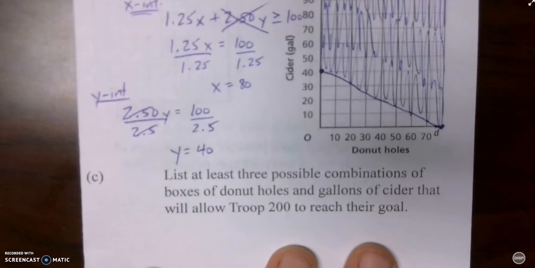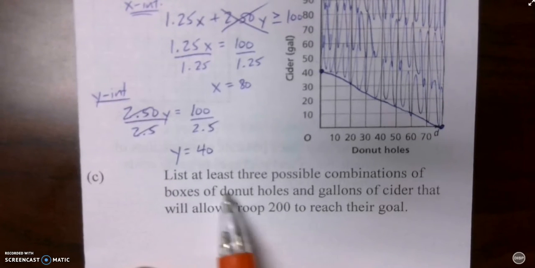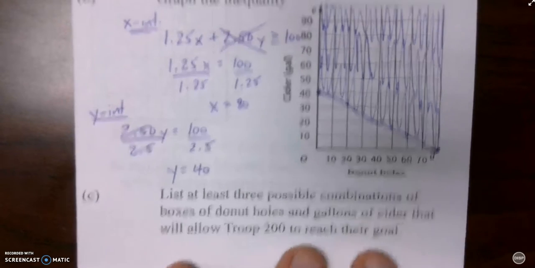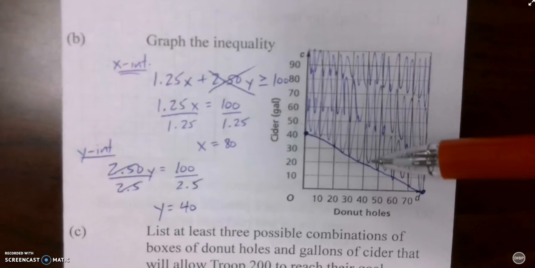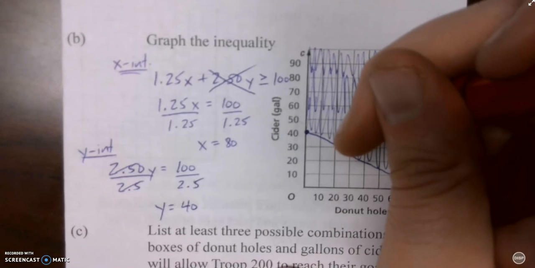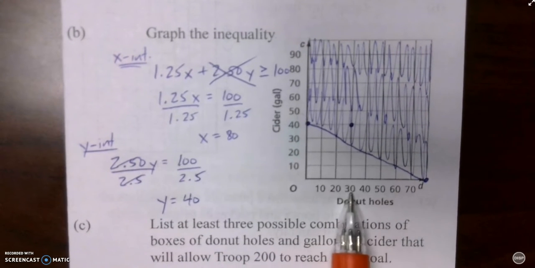Now part C says, list at least 3 possible combinations of boxes of donuts and gallons of cider that will allow them to reach their goal. In other words, give me 3 ordered pairs that are in the solution set. So anything that's either in the shaded part or on the line works. So here's one that works, right here. And what is that? That's 30 donut holes and 40 gallons of cider.